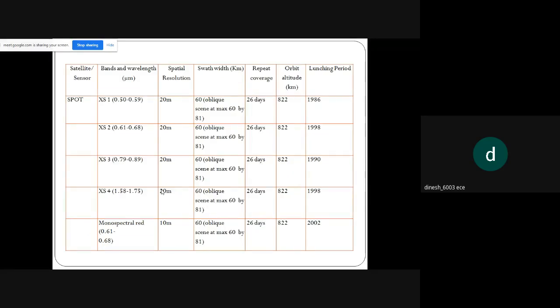Spot is the satellite or sensor being used. The bands and wavelengths are configured here as XS1, XS2, XS3 and XS4 in different wavelengths, with a spatial resolution of 20 in all the cases except for the monospectral red. You can see at the bottom you have a monospectral red band, which uses 10-meter spatial resolution. Then the swath width for all is 60, having an oblique view at maximum 60 by 81. The repetition coverage of this Spot satellite was 26 days, where the orbit altitude is kept at 822 kilometers. The launching periods were varying. You can see 1986, 1998, 1990, 1998 and 2002.